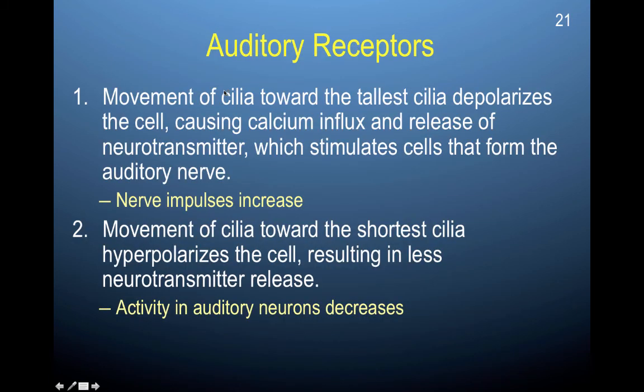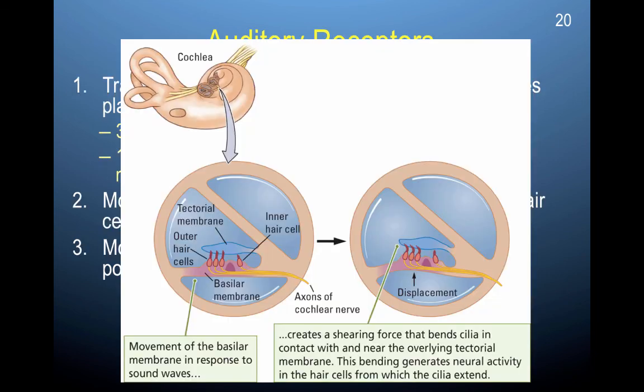So the movement of cilia towards the tallest cilia depolarizes the cell, causing calcium influx and the release of neurotransmitter, which stimulates cells that form the auditory nerve. So it stimulates an action potential, and the nerve impulse increases. So again, here's movement towards the tallest. Okay, so they've been pushed, movement towards the tallest. So this directionality here, in terms of tallest to smallest, is important. They're pushed out this way. Okay.